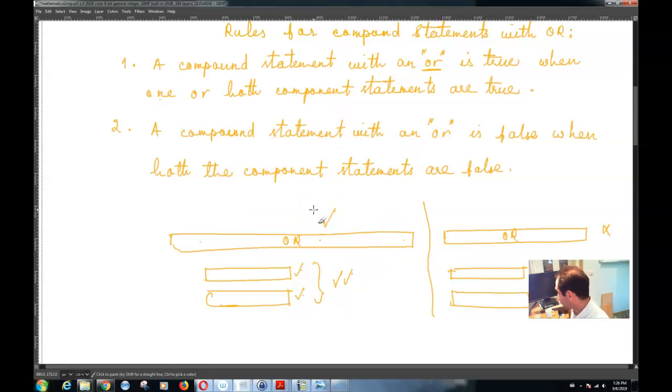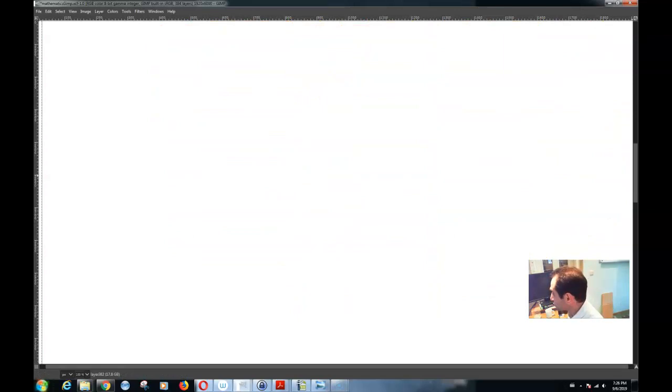Now let's go a little bit further and do a couple of examples to understand this a little better. So suppose that, for example, we have the statement that we had earlier. We said that as a compound statement, we have: two lines intersect at a point, or they are parallel.